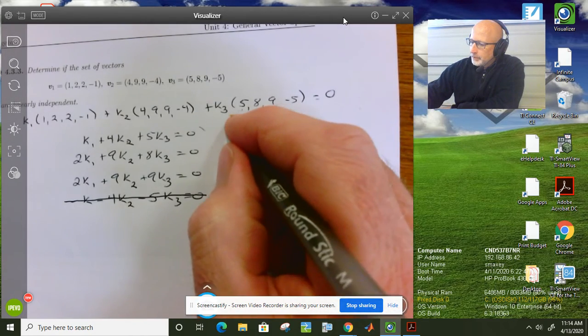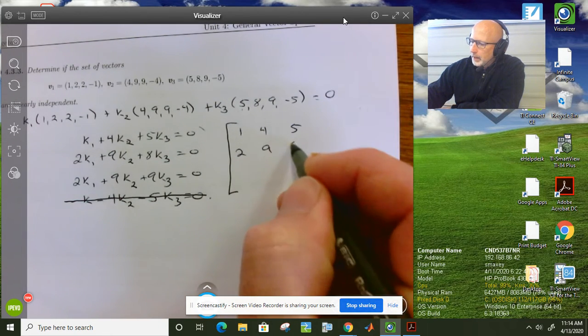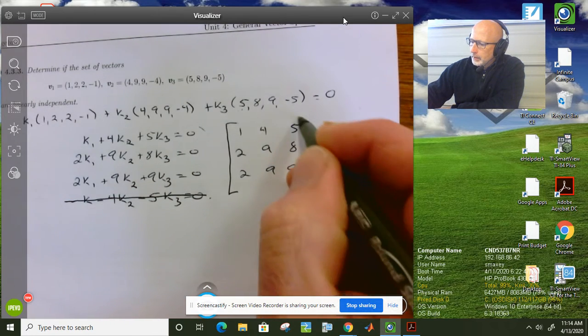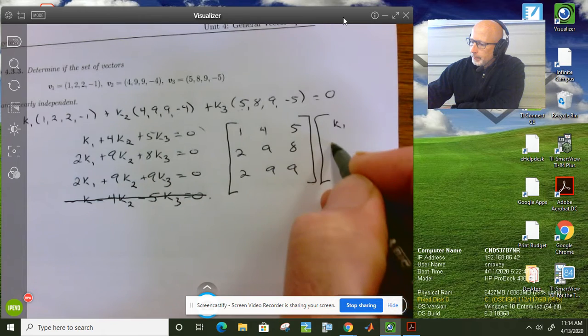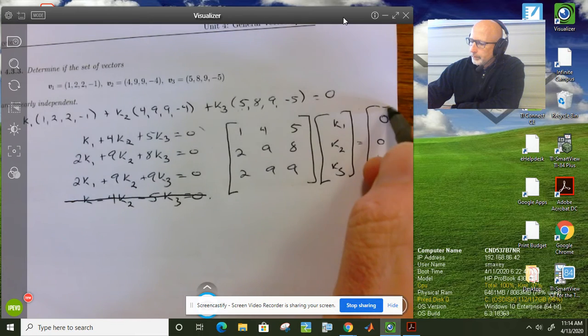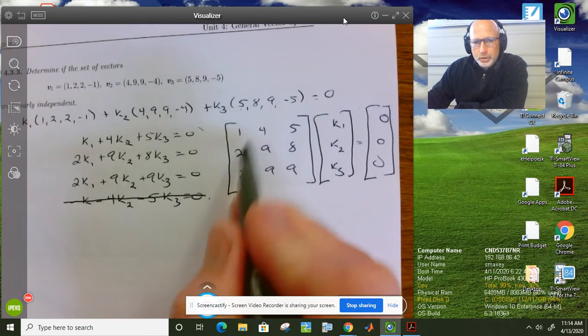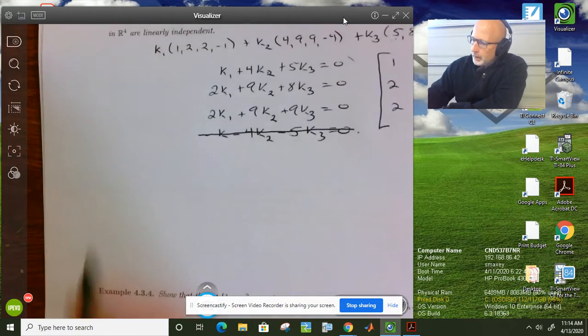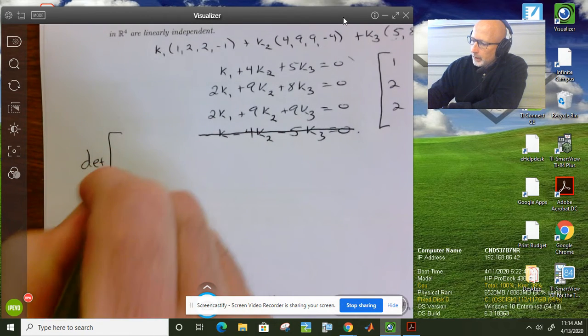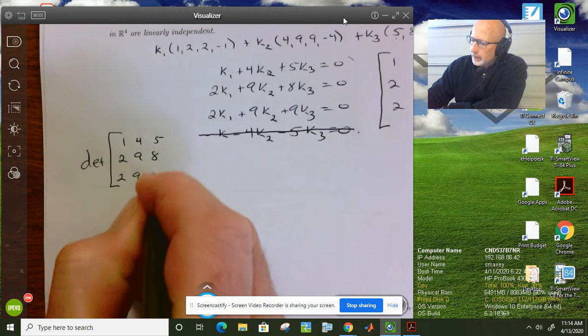So I'm going to rewrite this in matrix form. The coefficient matrix would be 1, 4, 5, 2, 9, 8, 2, 9, 9 times k1, k2, k3, and that's going to be equal to 0, 0, 0. So this is all going to come down to knowing the invertibility of this. Is the system going to be invertible or not? So I'm going to simply look at the determinant of this 3 by 3 matrix. I want to know what the determinant is of 1, 4, 5, 2, 9, 8, 2, 9, 9.